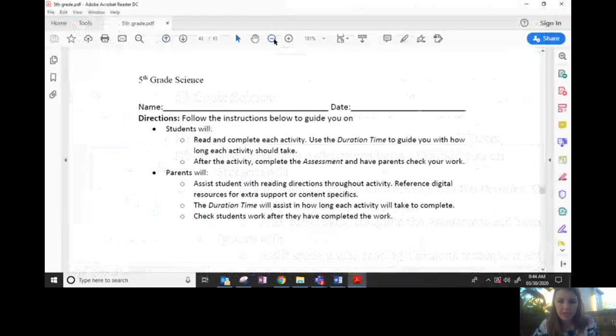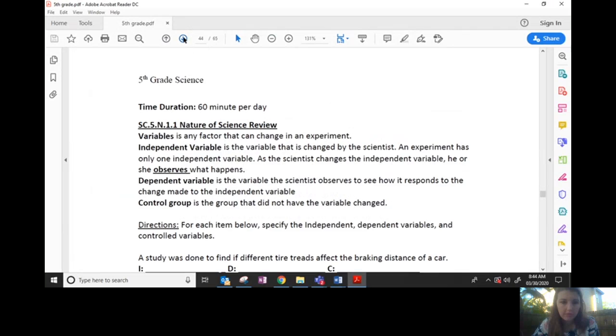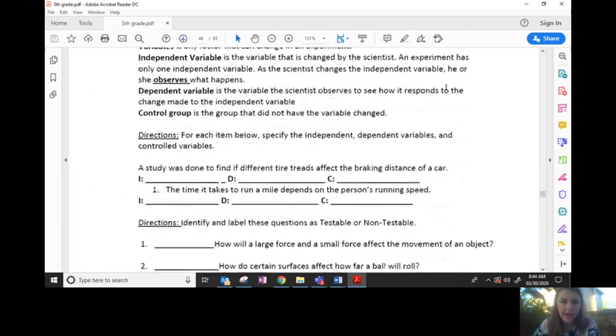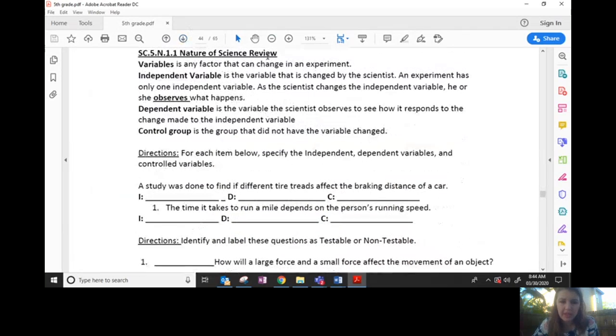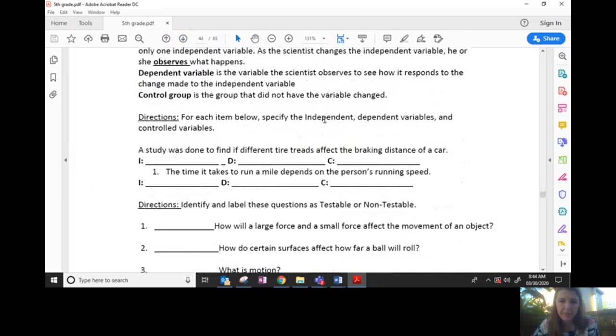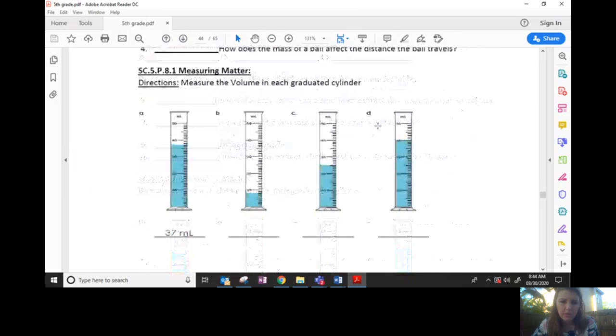All right, then you start into your science packet. In your science packet, you have the first page of Nature of Science to fill out. Specify the independent, the dependent variable, and the controlled variable, and it tells you at the top what those mean. Then you can measure the volume in each cylinder, so look where the blue line crosses and figure out what amount that is.